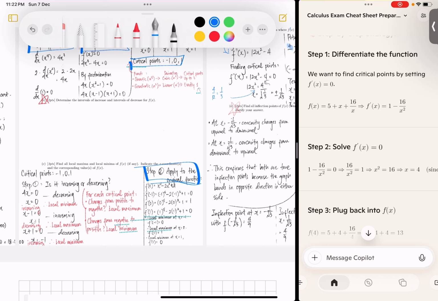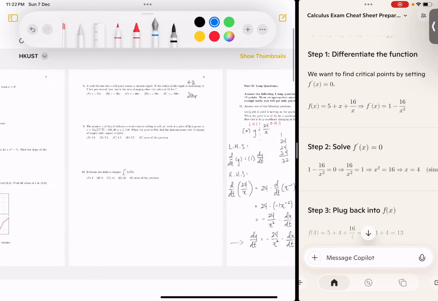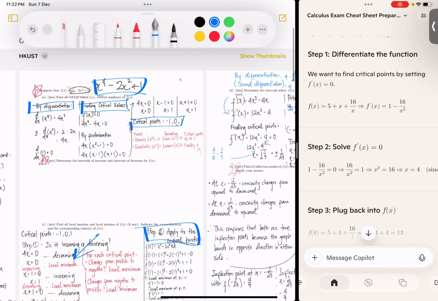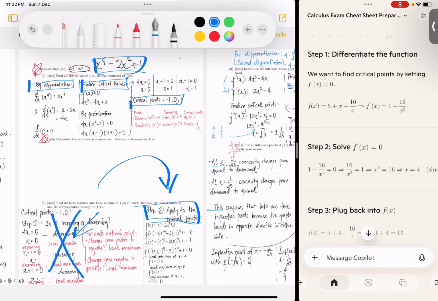Why? Because they've already told us that we need to find the local minimum. We don't have to figure out whether it's a local minimum or a local maximum. They've already told us that the one thing we have to find is the local minimum. So we don't need this step, and we can just immediately plug it into the original function. Okay, now I'm going to remove that so it's a little bit more aesthetic later.